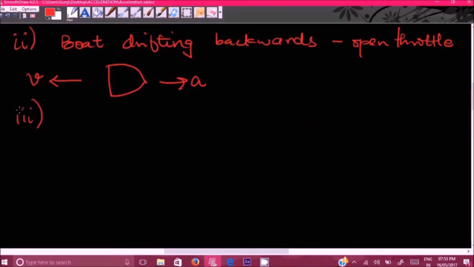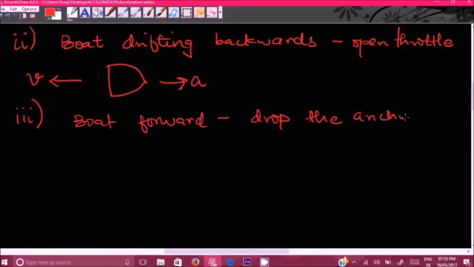Third scenario, the boat is going in the forward direction and you drop the anchor. Since the boat is moving in the forward direction, the velocity vector will point in the forward direction. You drop the anchor. The anchor always opposes what the boat is currently doing. So the boat will decelerate. The acceleration will point in the backward direction.